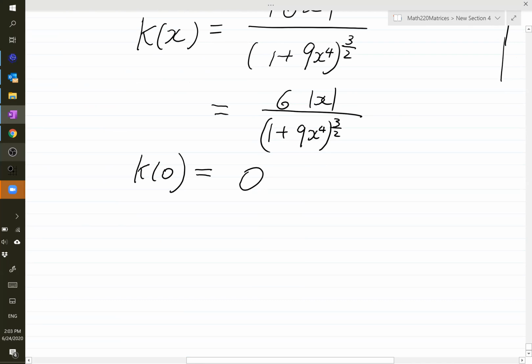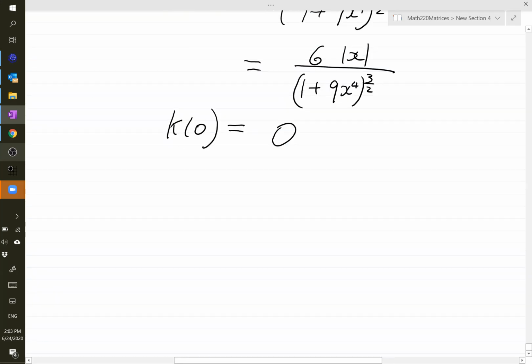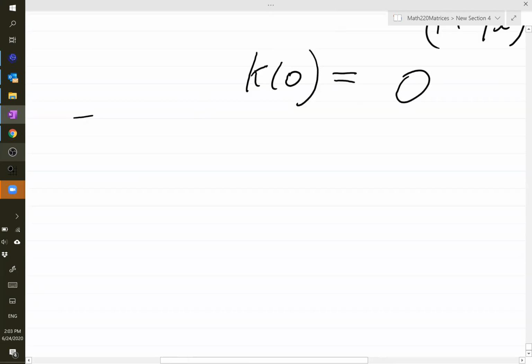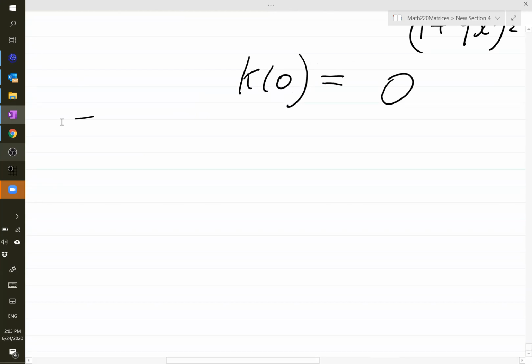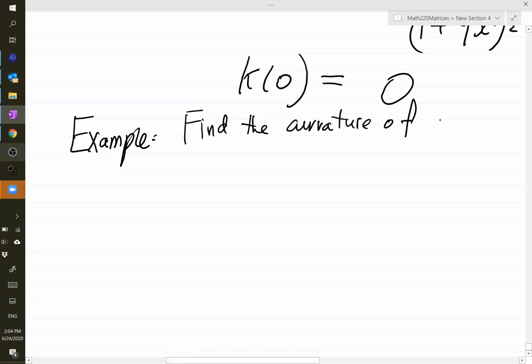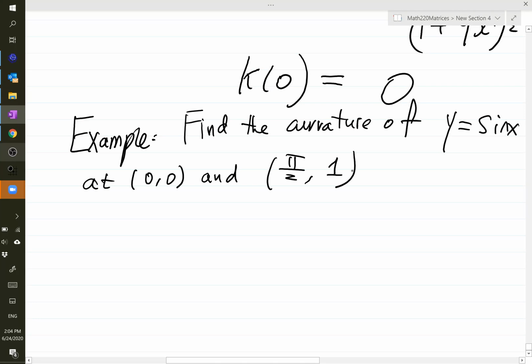Maybe one more example. Find the curvature of the curve y equals sine x at (0, 0) and at (pi over 2, 1).